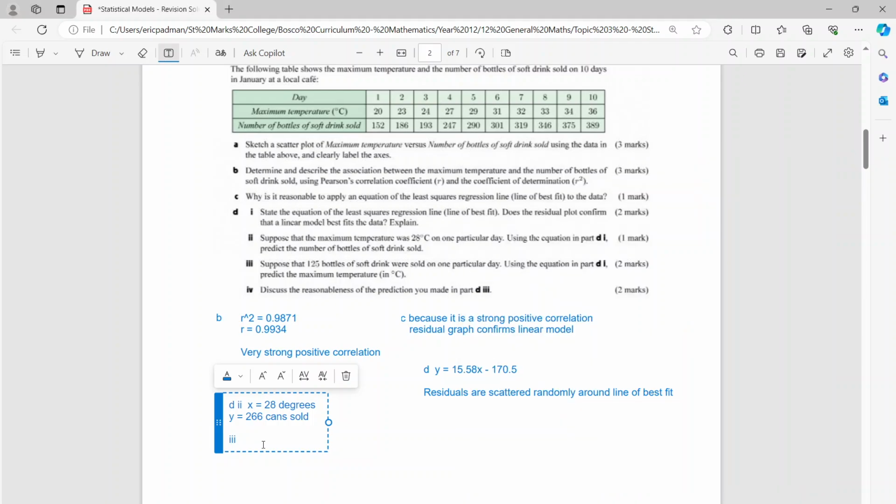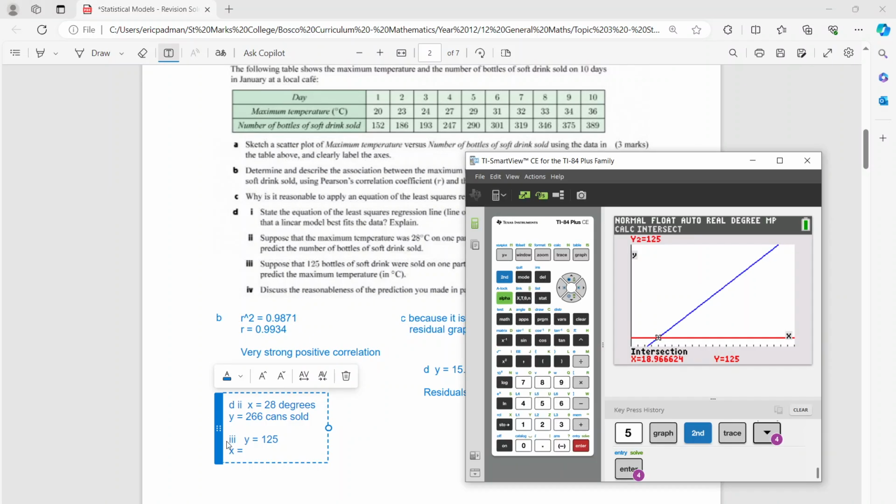So when y is equal to 125, x equals, and you can approximate that as well, 90 degrees.